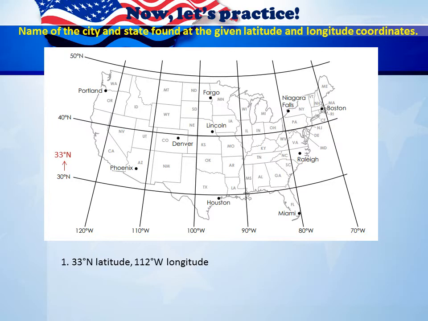And now, let's find out the lines of longitude. You have 112. Down here, you have 70, 80, 90, 100, 110, and 120. Which number is closer to 112? Yes, you are right again. It's next to 110. So again, make a line for your reference. And there you go. Now you see what city intersects between these coordinates. The answer is Phoenix.